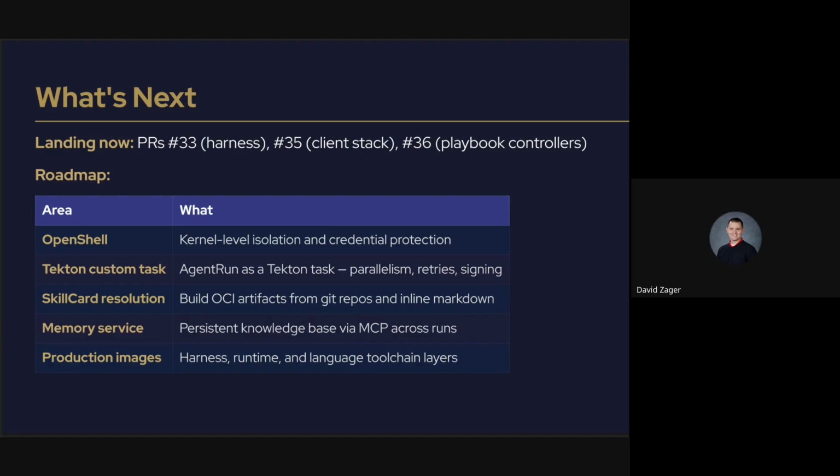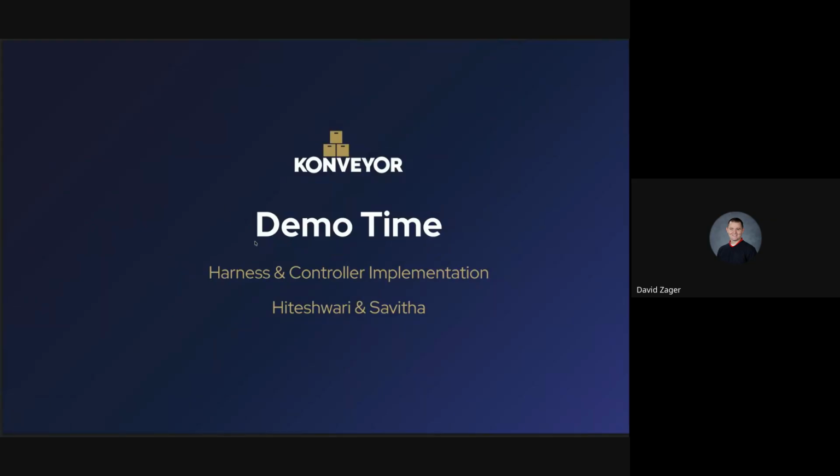That's more UX polish so that Konveyor users would be able to define skills inline and manage them in the UI. There's work around the memory service so we can have persistent knowledge across runs. We can accumulate knowledge in these agents. And production images, really just continuing to polish the idea as we move forward. And the next thing up is the demo.